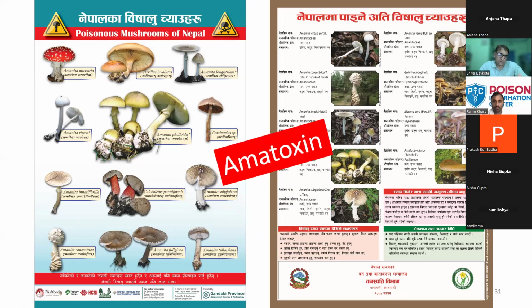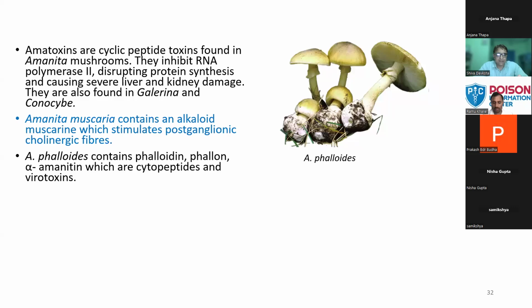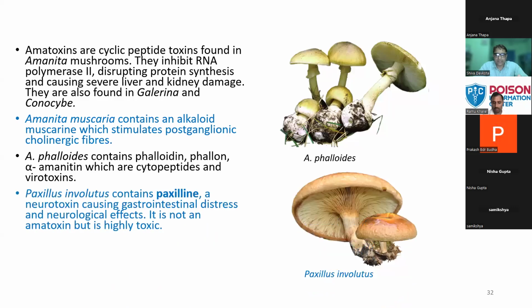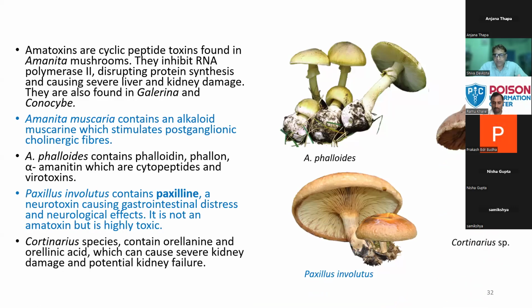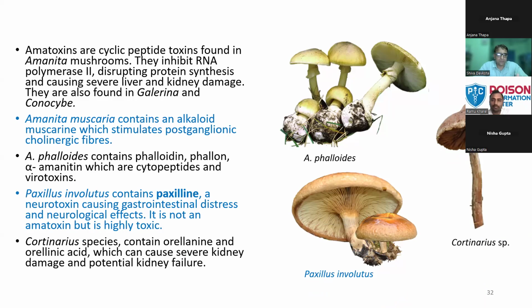And as I said, hepatotoxins are the problem. There are a couple of mushrooms like Amanita phalloides, Paxillus involutus, and Cortinarius species that contain muscarine, phallotoxins and orellanine. As Dr. Bloom said, I'm not going to repeat the same thing again, but these are the typical poisonous mushrooms in Nepal.